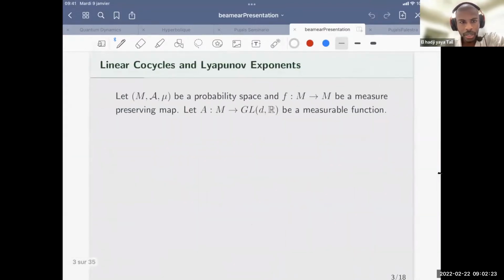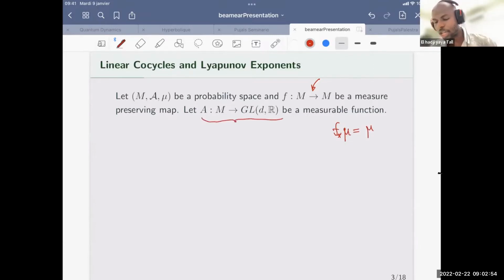Let's start. To define a linear cocycle, you need two pieces of data. The first one is a measurable map f from M to M, a measure preserving map. Measure preserving means that the push forward of the measure mu by f is just mu, that is, f star mu equals mu. And you need a measurable map A from M to GL(d, R).